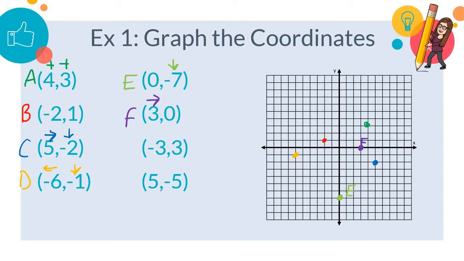Let's take a look. Negative 3, 3. So just be careful when the numbers are the same, but the signs are different. So that's going to mean left and up. Very often mixed around, so just take time to read that clearly. And our last one, 5, negative 5. Right 5, down 5. So it's always left or right first, and then up or down. If you need help with graphing coordinates, make sure you let me know.